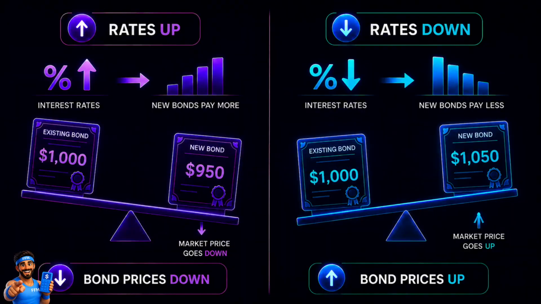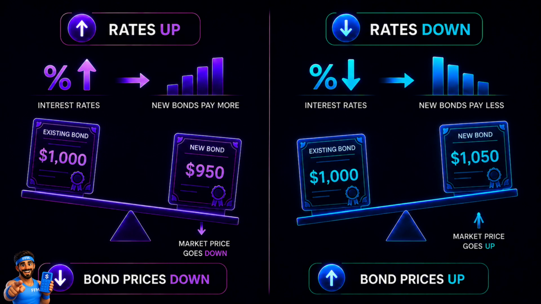When rates were near zero, you could justify almost any valuation. When rates went to 5%, those valuations looked a lot less reasonable, which is exactly what happened to tech stocks in 2022. Principle 3, bonds move in the opposite direction to interest rates.